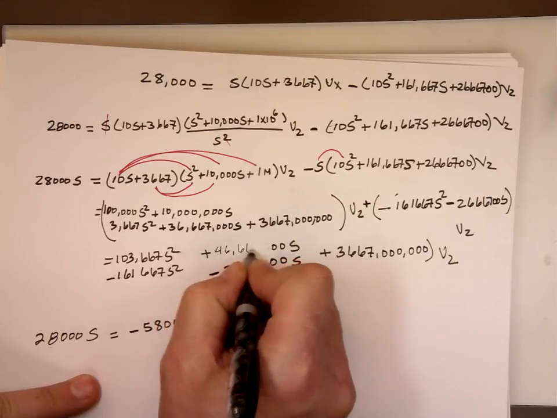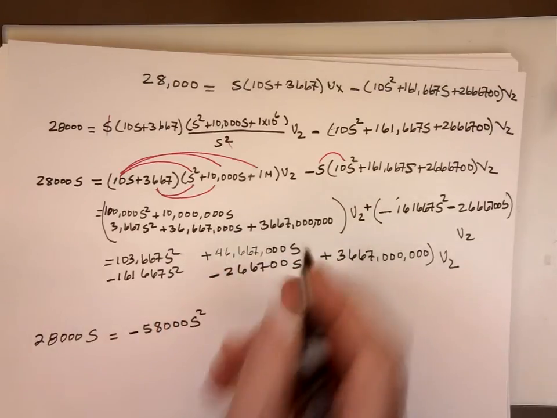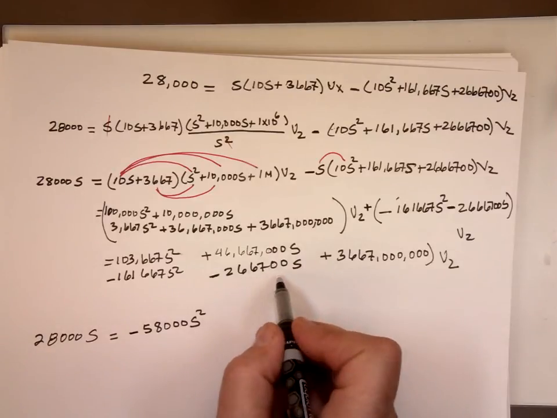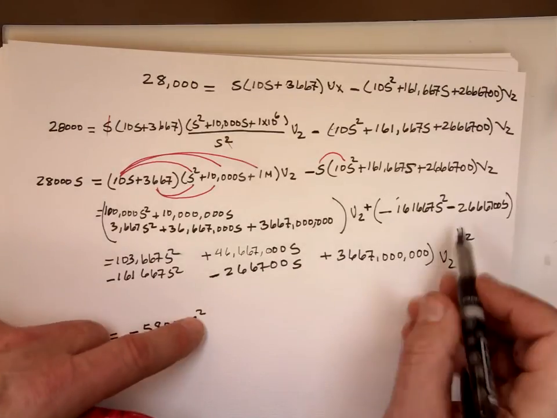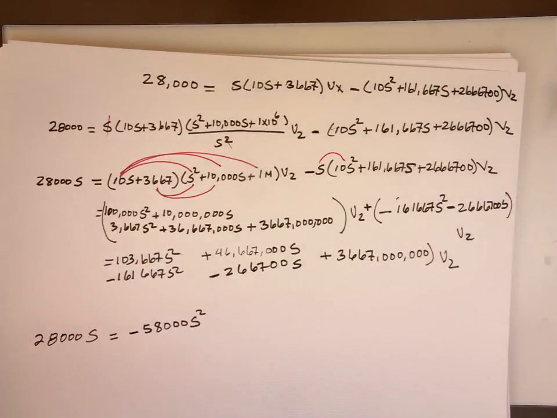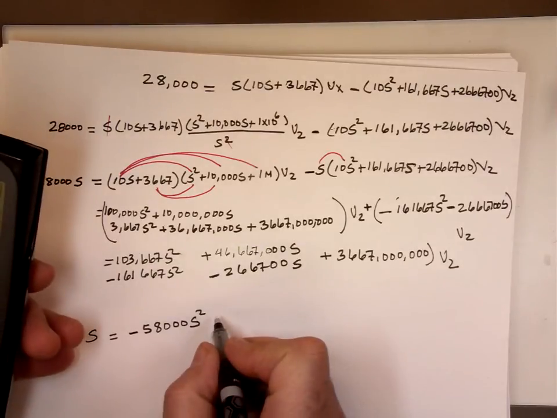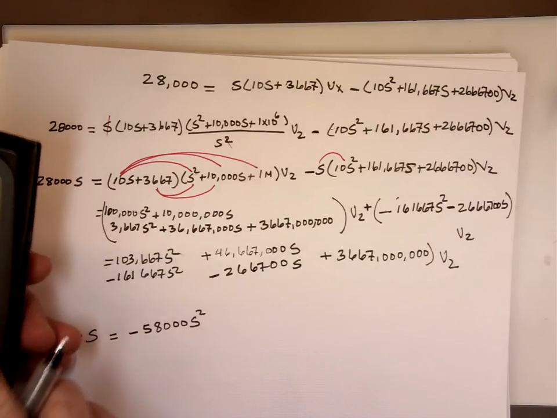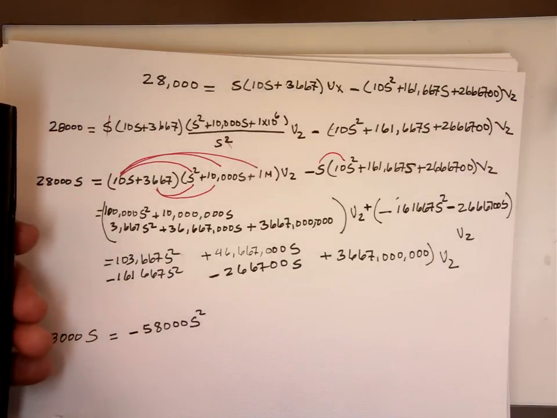46,667,000 minus 2,667. I don't know what that number is. 46,667,000 minus 2,667,000. Oh, you gotta be kidding me. Oh, wait. 46,667,000 minus 2,667,000.